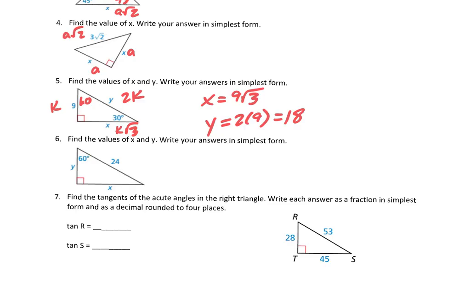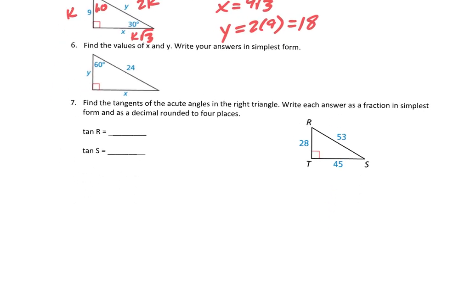So the math on most of these is not overly difficult. The hardest ones are when I give you like this side here. If I told you this side here was like 12, then I would have to set 12 equal to k radical 3, and then I'd have to divide by radical 3. Those are the ones that are a little bit harder. But most of the time, if you know the relationships, the math's not too bad.